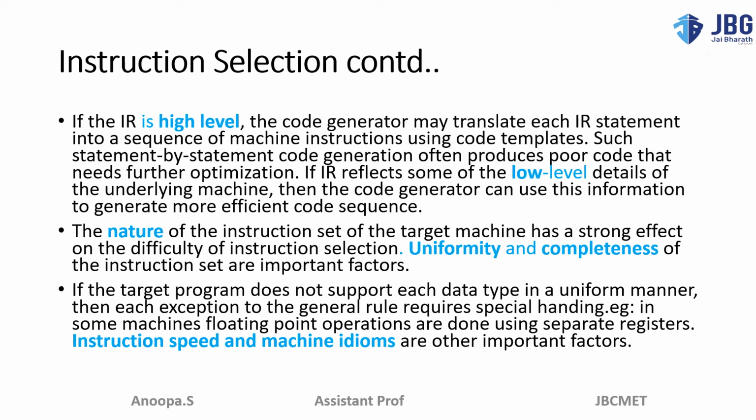Now, if the target machine does not support each data type in a uniform manner, then each exception to the general rule requires special handling. For example, in some machines, floating point operations are done using separate registers. Next, instruction speed and machine idioms are also important factors.